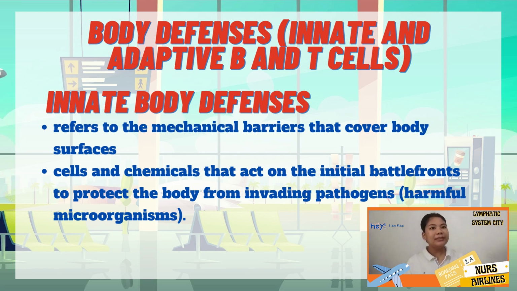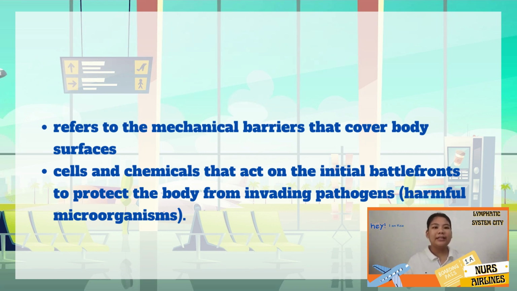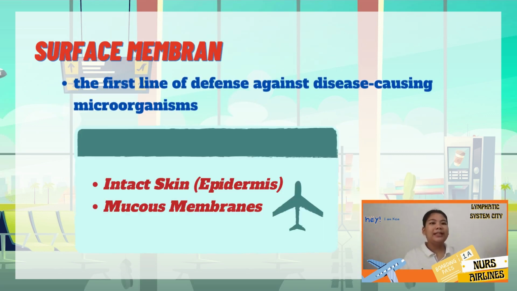The innate body defenses, innate meaning non-specific, are the mechanical barriers that cover our body surfaces against invading pathogens. One of these defenses is the surface membrane barrier, which is the first line of defense against disease-causing microorganisms. They are the first to act against invading pathogens.